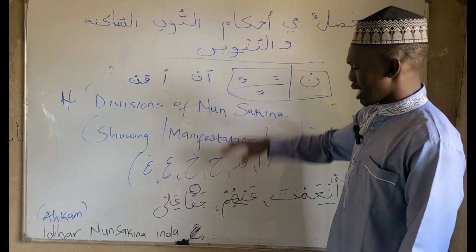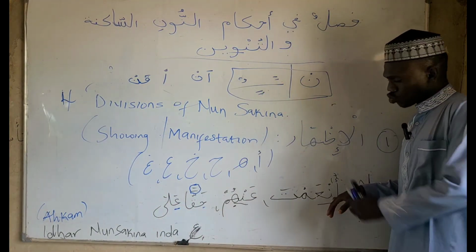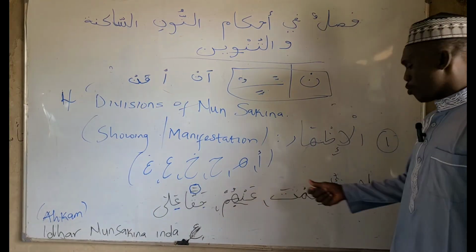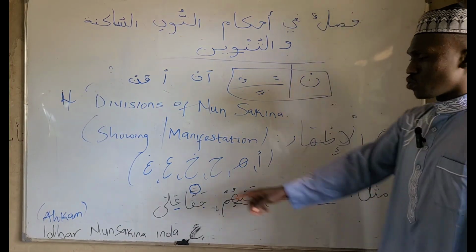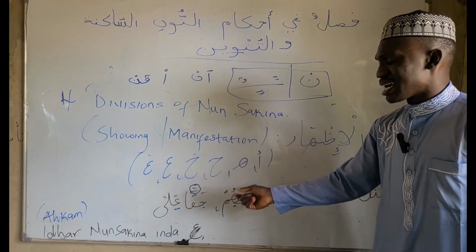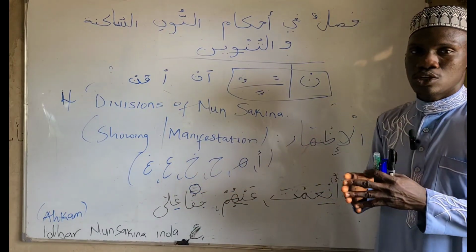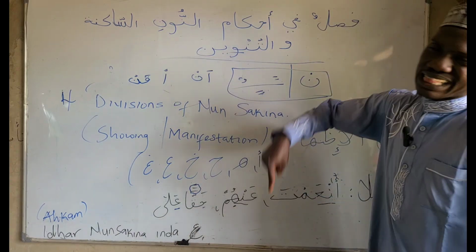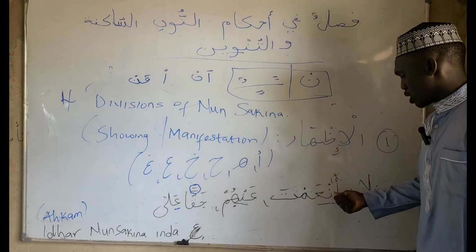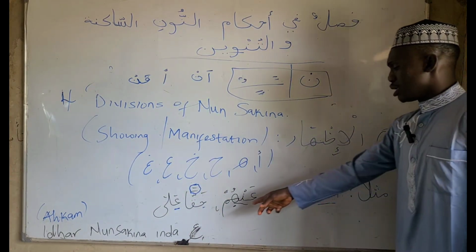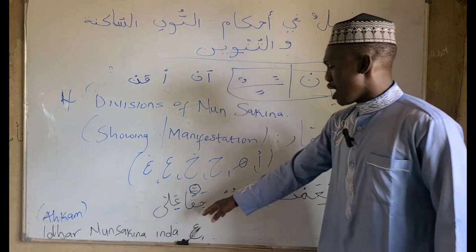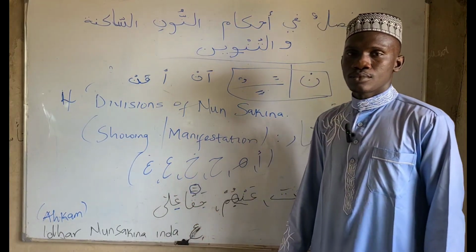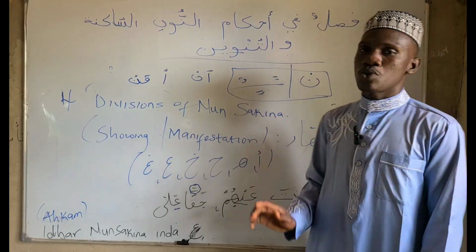Then we have nun sakinah, which is the actual word that is there. If it is tanween, it will be tanween, but this one it is nun sakinah. So we have idharu nun sakinah. Inda is just a complement to put the words together. Inda, the letter that follows, inda ain. So idharu nun sakinah inda ain, idharu nun sakinah inda ha, and we have idharu tanween inda ain. So by the special grace of God Almighty, this is where we are stopping today.